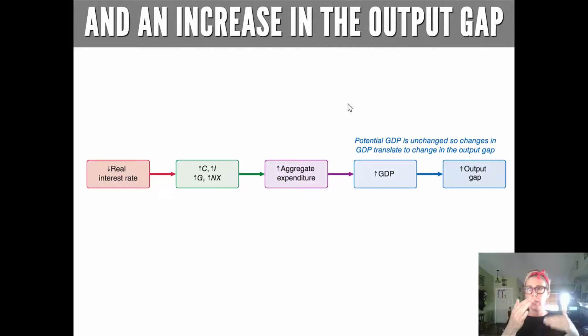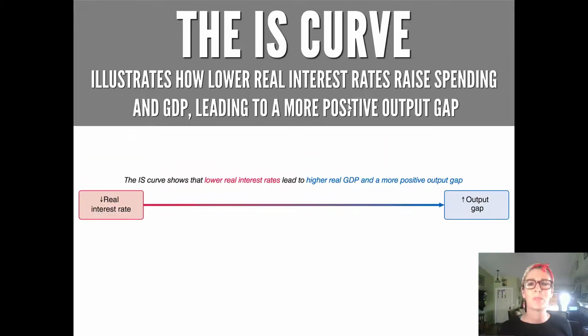If you're already negative, if you're in a recession, it will become more positive. And if you're at potential and there's a zero output gap, or even if it's already positive, it will get more positive. You're bumping up aggregate expenditure. So the IS curve then is that relationship. Lower real interest rates, higher GDP, higher output gap. That's the IS curve. Let's build it.